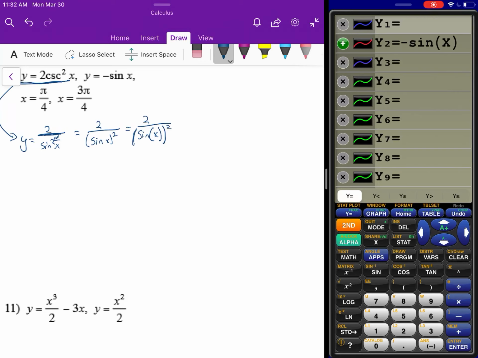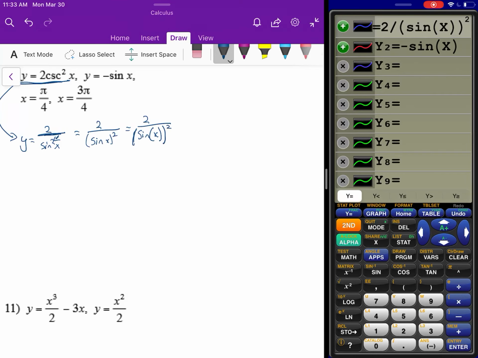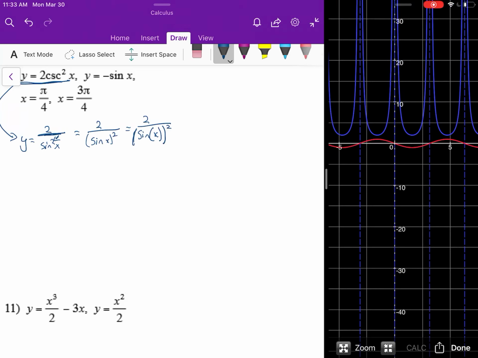I'm going to show you something else a little later that you can do, which maybe you'll just choose to do that way all the time. But here we have 2 divided by parenthesis, sine, it opens a parenthesis, so we're doing sine of x. We need to close that parenthesis, close the next parenthesis, and then we need to square that. So there is that function. We already have the negative sine of x. Let's go ahead and hit graph.